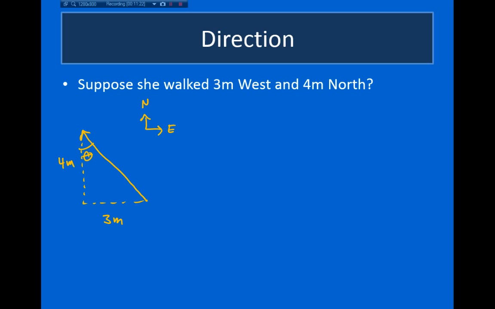But what is that? Well, if this angle is theta, this angle up here is also theta, and we can see that this angle is going to be what? If this is north here, this direction over here is west. So this angle right here is west of north. So we see that the angle is equal to 36.9 degrees west of north.